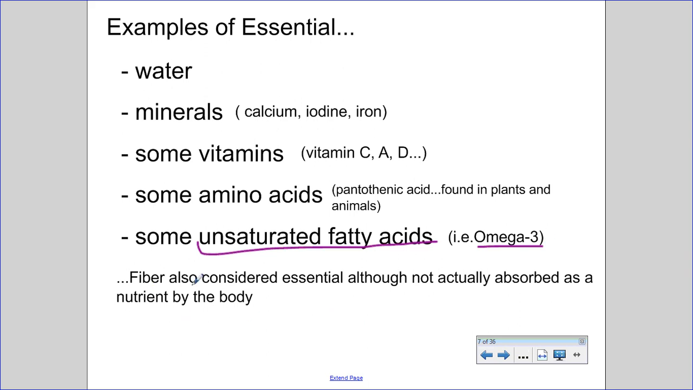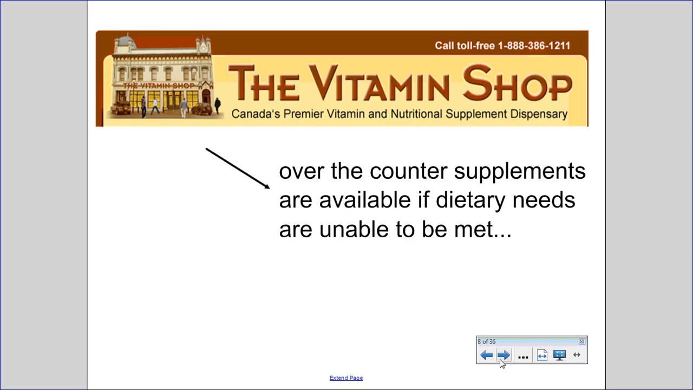Now, fiber is also considered essential, and remember, fiber is that cellulose, and cellulose is that cell wall component of our plant cells. So fiber is also considered essential, although it's not actually absorbed as a nutrient in the body. And we'll talk about the importance of fiber later on in this video. So, other than directly in our diet, there are other ways in which we can obtain some of the nutrients that we need. So there are over-the-counter supplements that are available if dietary needs are unable to be met. And this is a multi-billion-dollar industry in North America.